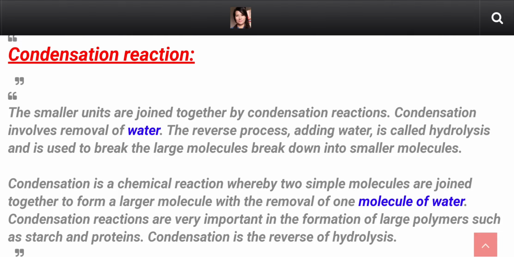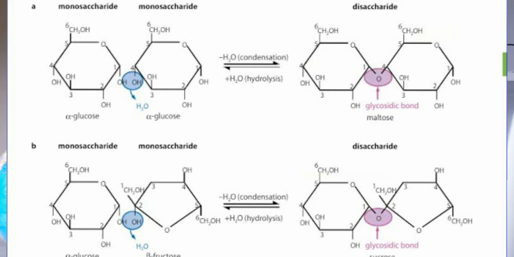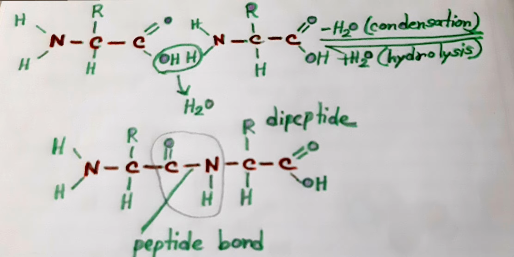Whereby two simple molecules are joined together to form a large molecule with the removal of one molecule of what? One molecule of water. So condensation reactions are very important in the formation of large polymers such as starch and proteins, and condensation is the reverse of hydrolysis. What's that? Hydrolysis.